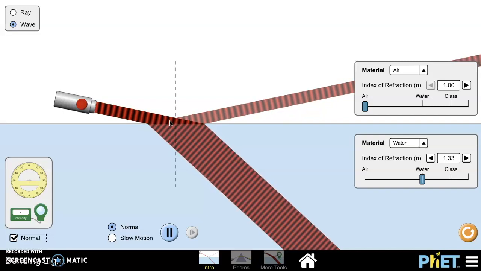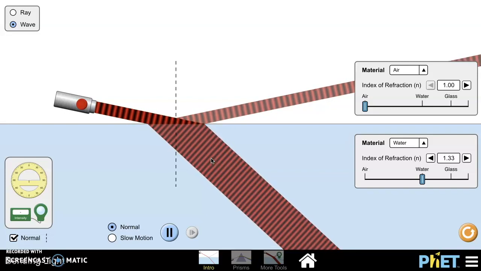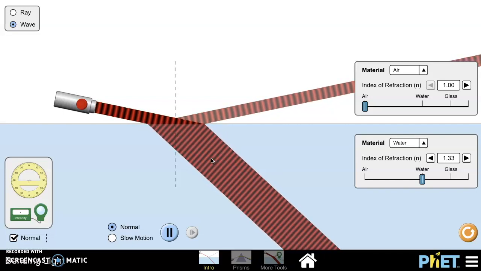So refraction is the bending of light or another kind of wave, changing direction, changing speed as it passes from one medium to another. Now we're going to talk about that much more in depth a little bit later, so that's where we're going to leave refraction.